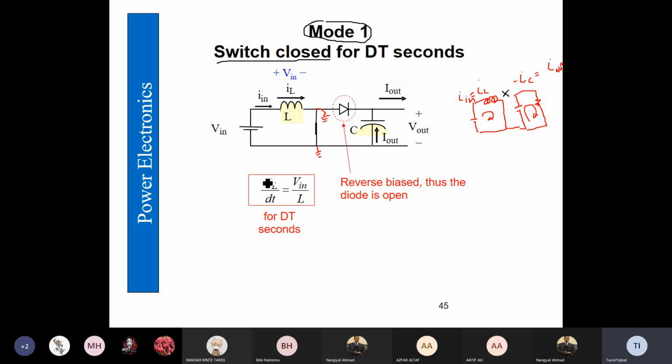So if we want to find out the change in current, we can find it through L di by dt, and we convert L to the other side. So it gives us the current slope, a rising current slope from a minimum to a maximum, and the slope becomes V in by L. So this is during on time.